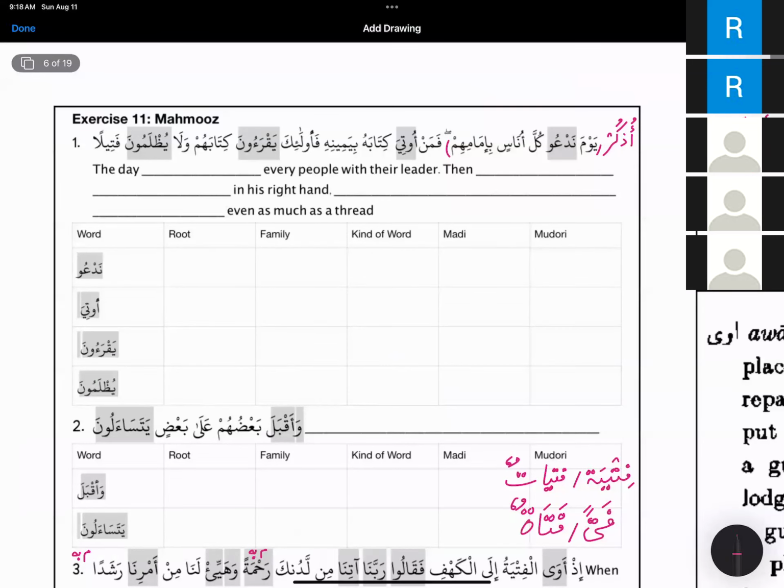So fa-ulaika. What kind of word is ulaika? Ismul ishara, and this is for plural. And is it masculine or feminine? It's common, it's for both. And what is the singular of it?